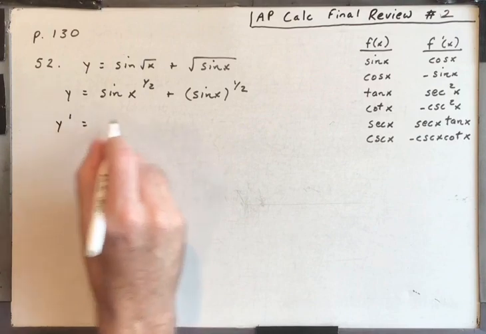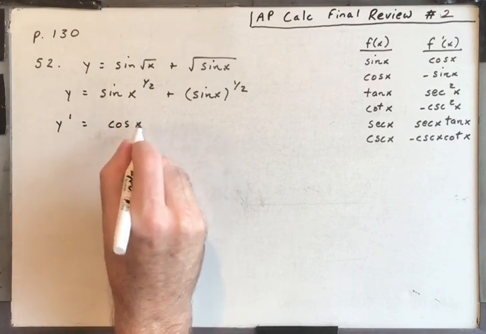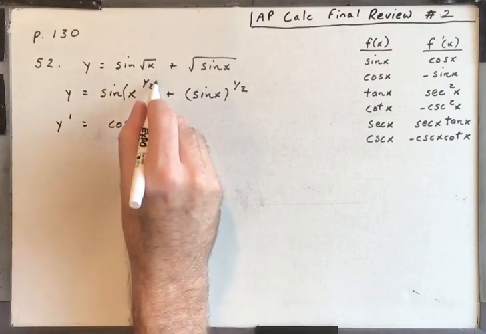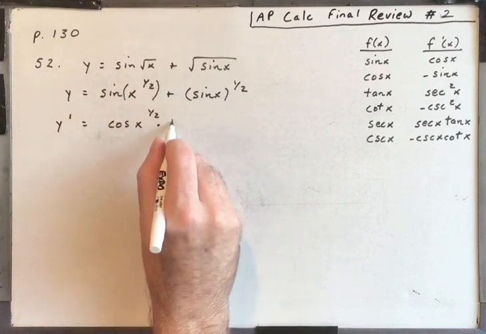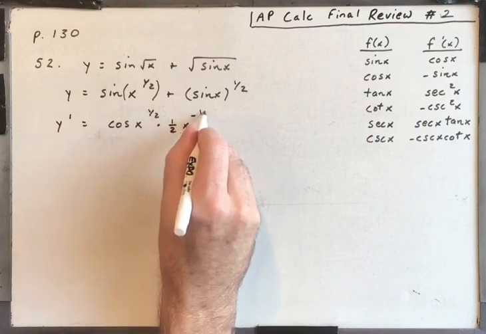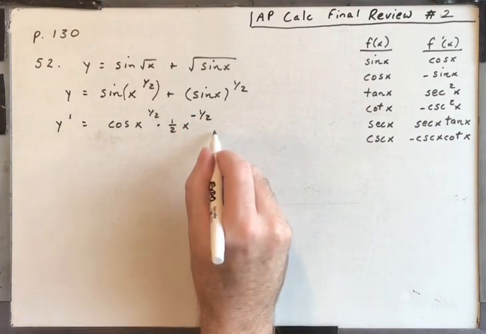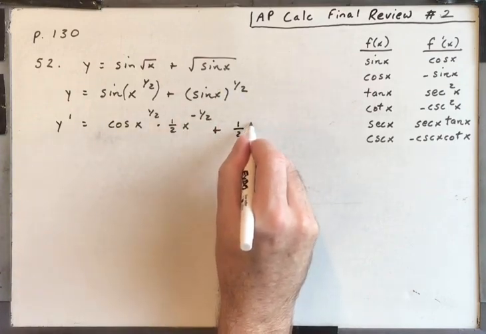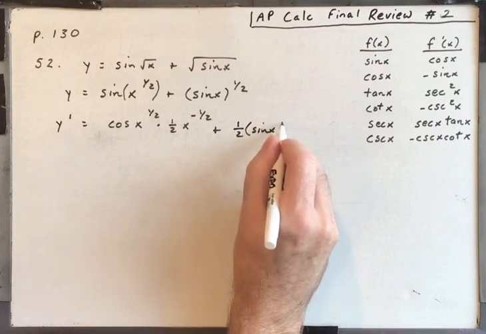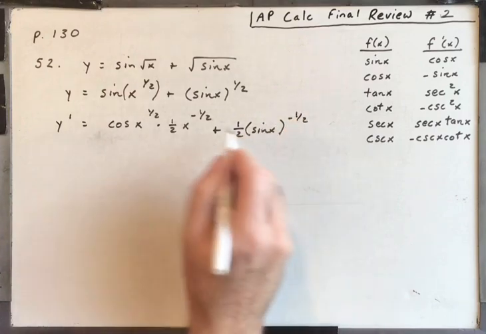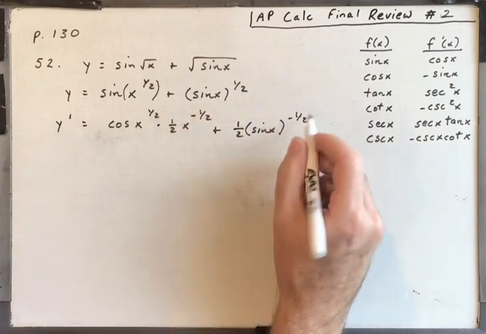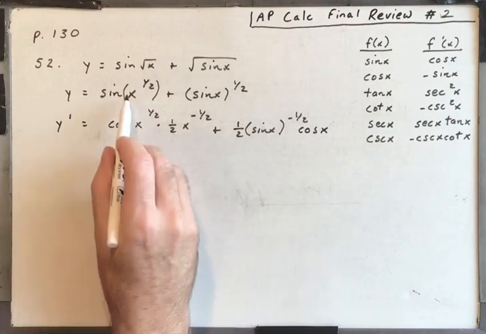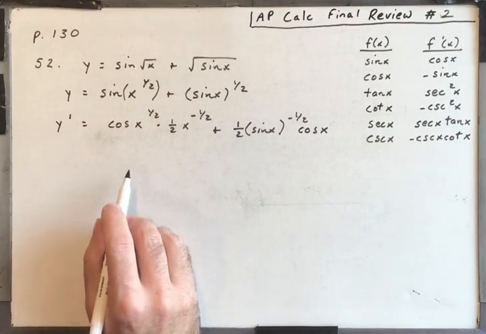So y prime is equal to cosine x to the 1/2 times, okay, so think of it as this, right? 1/2 x to the minus 1/2, plus, and then treat this as its own entity, 1/2 times sine x to the minus 1/2 times the derivative of sine x, which is cosine x. So each one, even though this looks pretty complicated, each one was just a 2-layer onion.